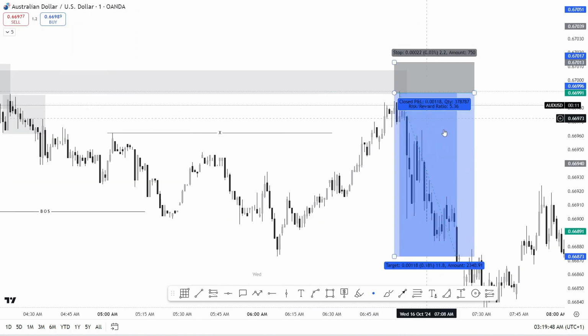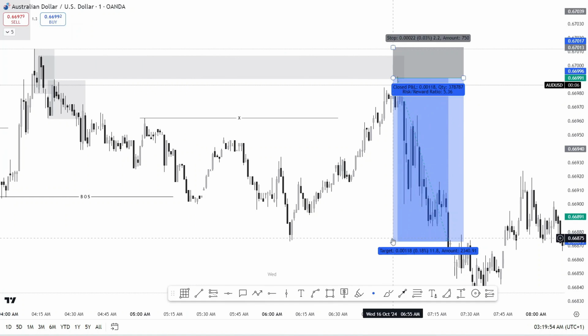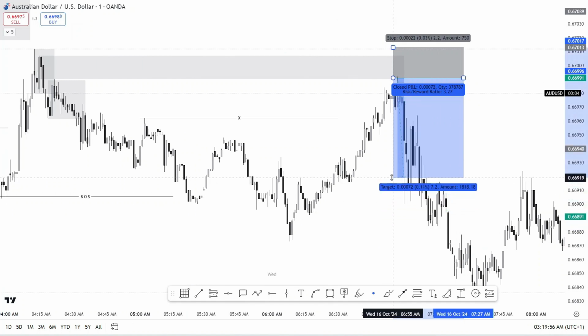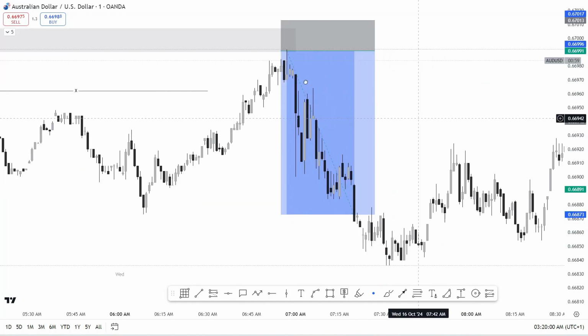Personally, I like taking 1 to 3, because as you can see, if I take 1 to 3, immediately price comes here, I'm out. So this retracement will not affect my psychology and the rest.